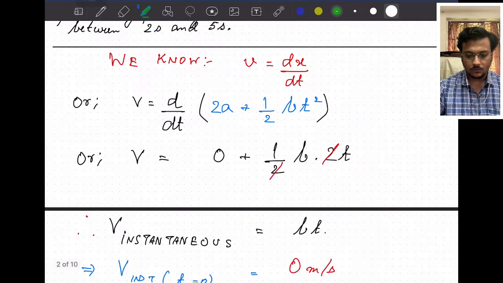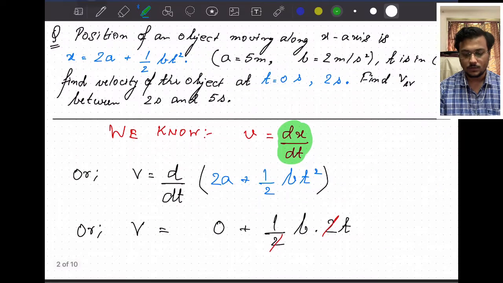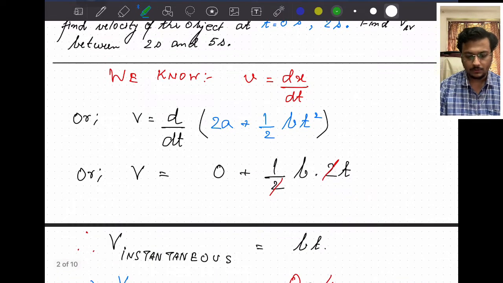As you can see, we know that by the basic rule of calculus, velocity of an object is the derivative of the function x. We already know that the value of x is equal to 2a plus half bt square. The equation is already written here, so we need to differentiate it one time. After differentiating it, we have v is equal to d/dt of 2a plus half bt square. Now as you can observe, 2a is a constant term and the derivative of a constant term is equal to 0. So that's why it is 0 here.